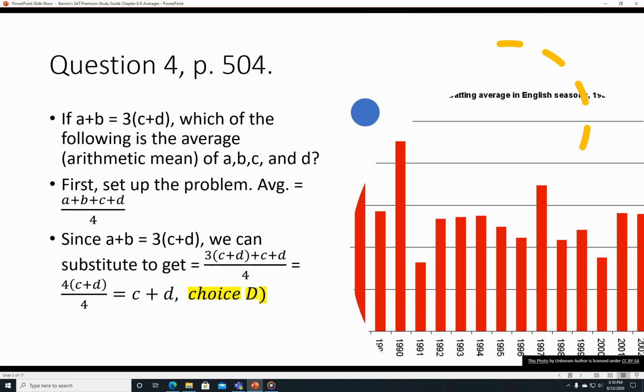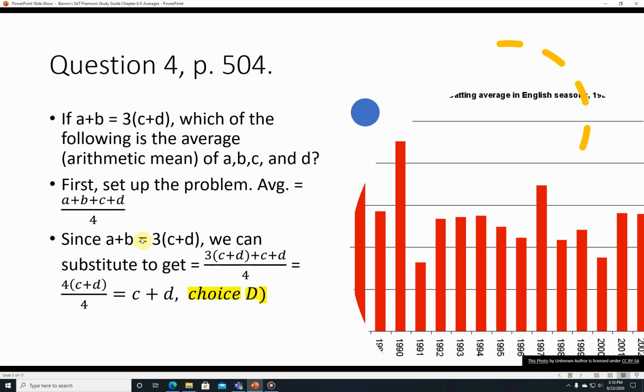Question 4, page 504. If A plus B equals 3 times C plus D, which of the following is the average or arithmetic mean of A, B, C, and D? Well, first you want to set up the problem. So you know the average is A plus B plus C plus D. They're 4 different values, so you have to add them up and divide by 4.